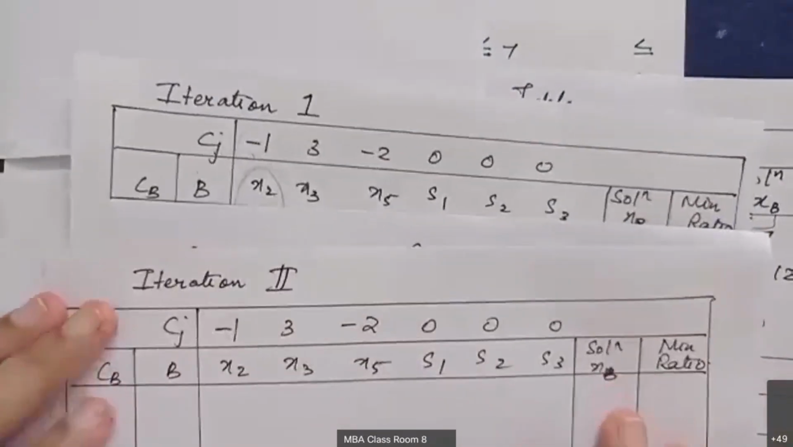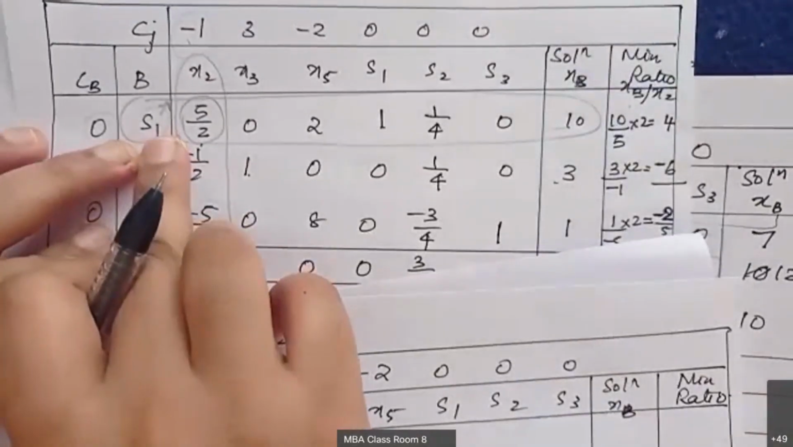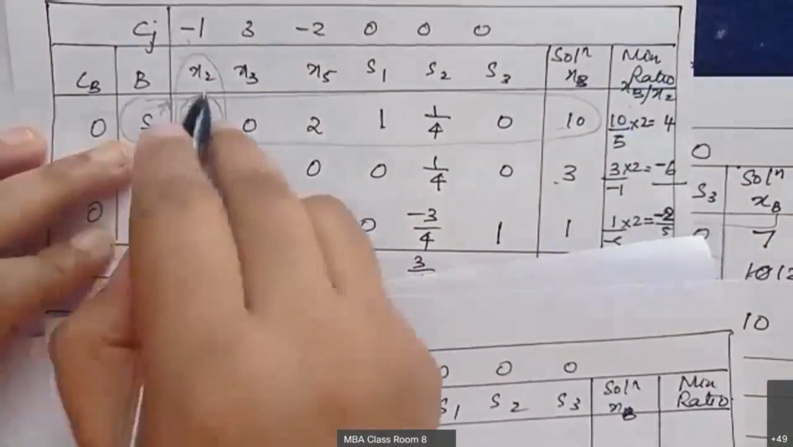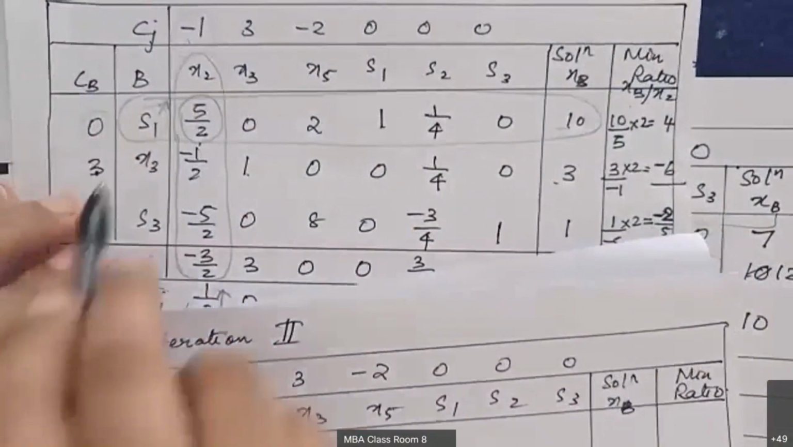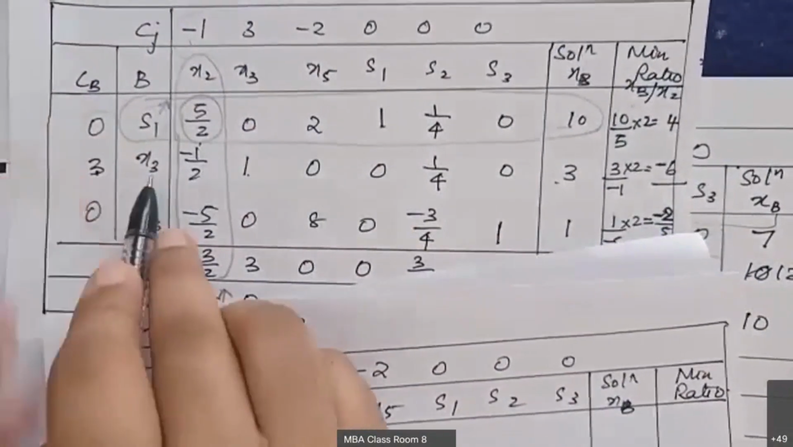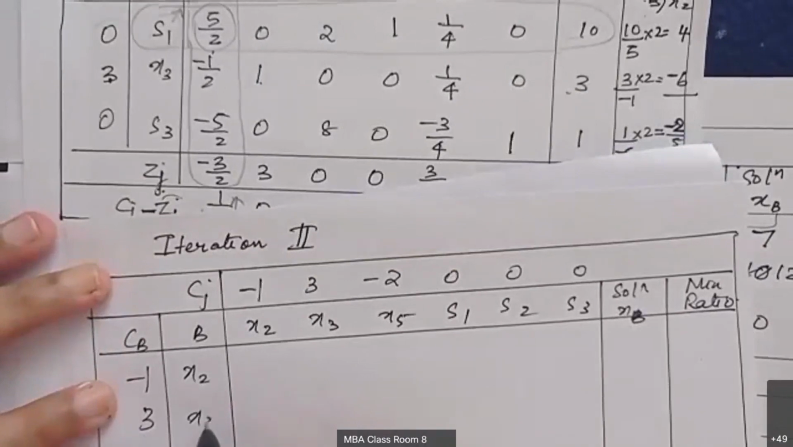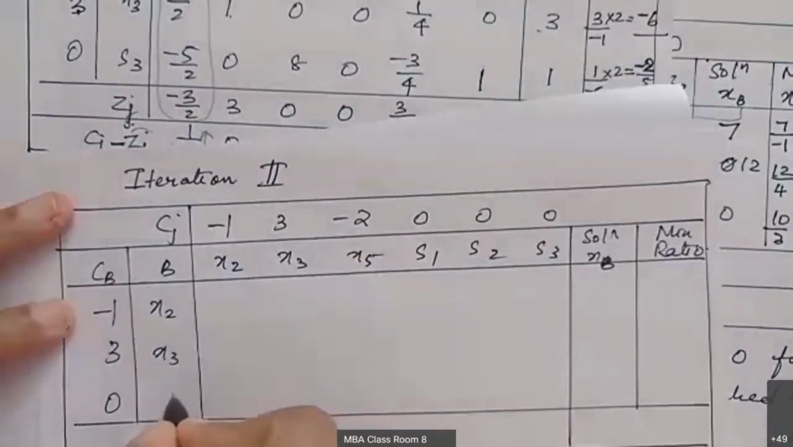Okay, now we have to consider which is going to be the outgoing vector, which is going to be the incoming vector. Here outgoing vector is S1. Instead of that we have X2. Okay, so X2, the coefficient of X2 is minus 1. So I write minus 1 here. The other variables are going to be the same. So 3 and X3. So I write here 3 and X3. And here we have 0 and S3. Okay.